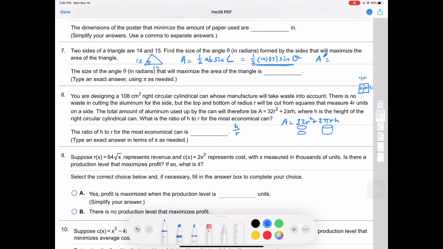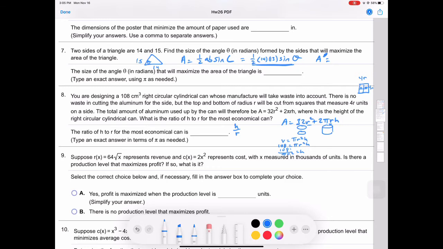Okay, so we have the volume is equal to pi r squared h. And we know the volume is 108 pi. So if we're going to take the derivative, let's have only the r at least. So I'm going to get rid of the h. So solving for h, it's 108 divided by pi r squared equals h.